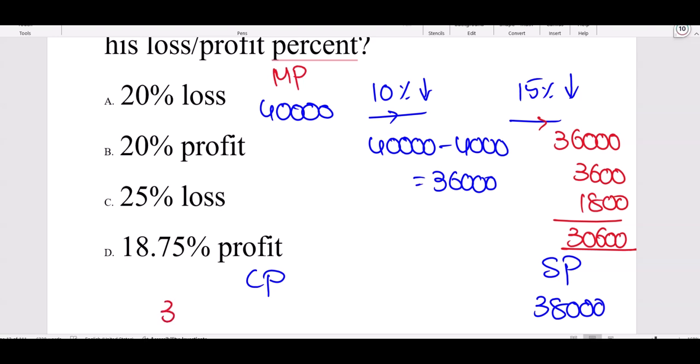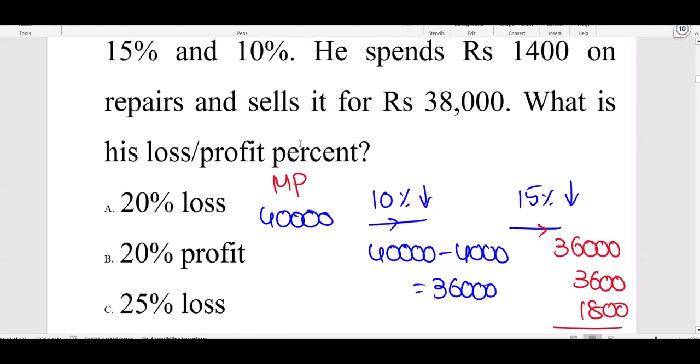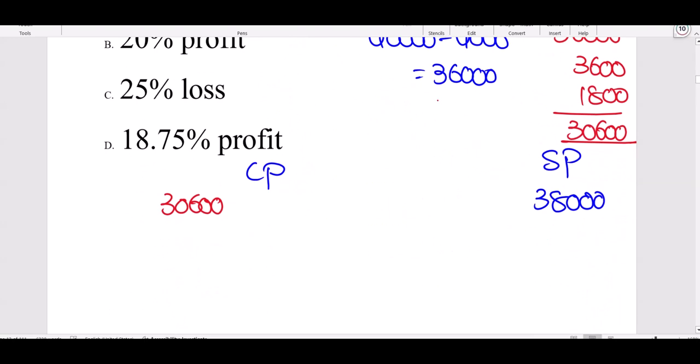So this is the price of the laptop, but you purchased from that shop or from the dealer for 30,600. Then, until you sold, whatever you spent on it will come under cost price. You sold it for 38,000, but not directly. In between, you did some repair work of 1400, that also comes under cost price.